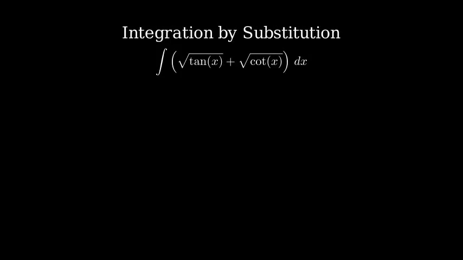In this video, we'll evaluate the integral of square root of tangent x plus the square root of cotangent x with respect to x using substitution techniques. Let's first write down the integral we're going to solve. The integral involves two terms, a square root of tangent function and a square root of cotangent function.